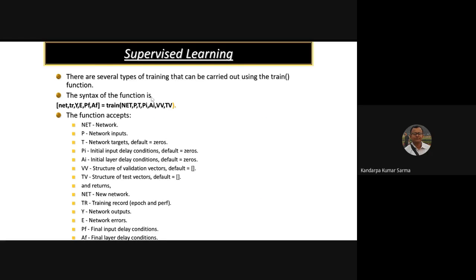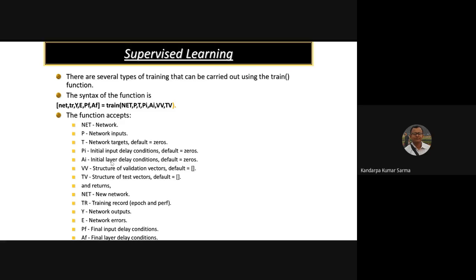This particular train function that was key for doing the training has several parameters. The syntax is something like this. It can take so many variables and can also return so many. It will take mainly the net variable that was seen previously, how we can define the net variable. You can take the pattern, you can take the target, and many further. EI will be the initial delays that you can have. If you do not want to have them, those will be default zeros. Then you can have AI, some of the delays.